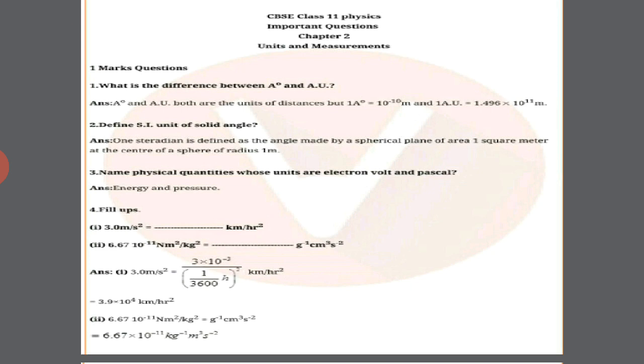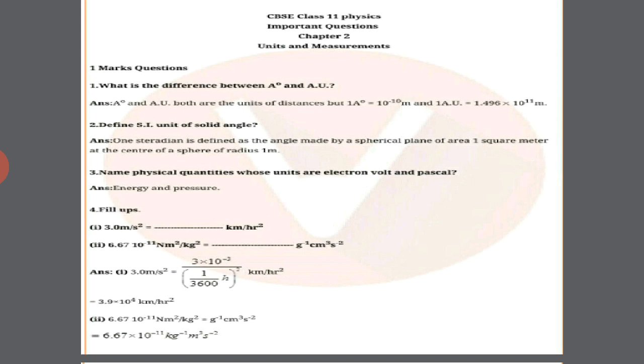Question 1. What is the difference between angstrom and astronomical unit? Angstrom and astronomical unit both are units of distance. 1 angstrom is equal to 10 to the power minus 10 meter and 1 astronomical unit is 1.496 into 10 to the power 11 meter.